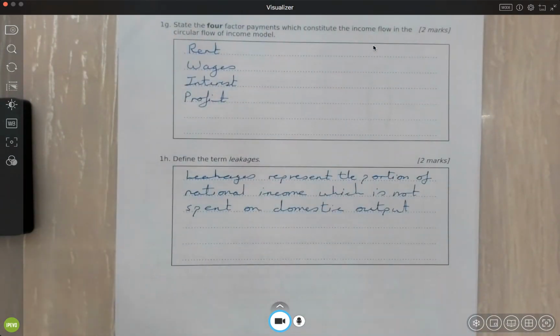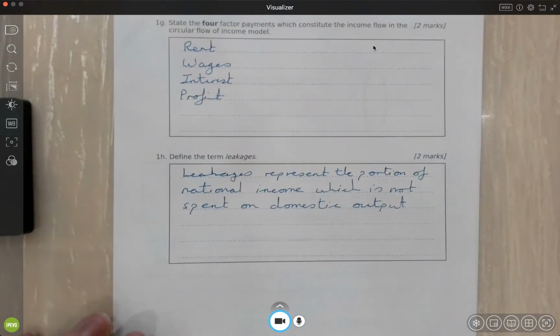Now the next thing here it asks, can you see that? Yes, you can. Forgive me, I'm checking the camera here.